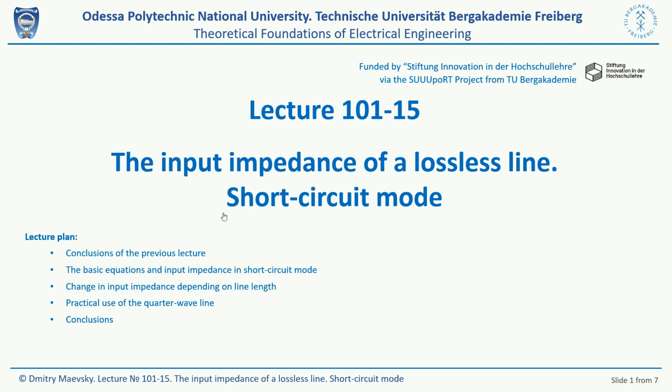We continue our study of the theory of transmission lines with distributed parameters. In this lecture, we continue talking about the input impedance of a lossless line. We will talk about the short circuit at the end of the line. We will see how the magnitude and nature of this input impedance change and talk about how this can be used in practice.